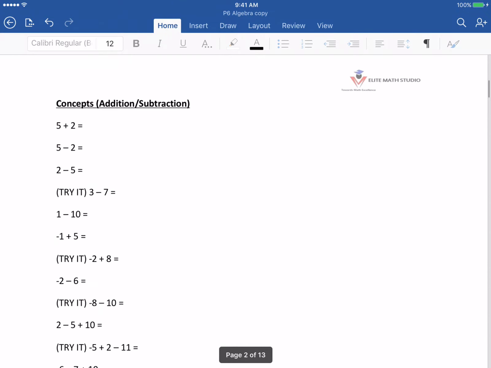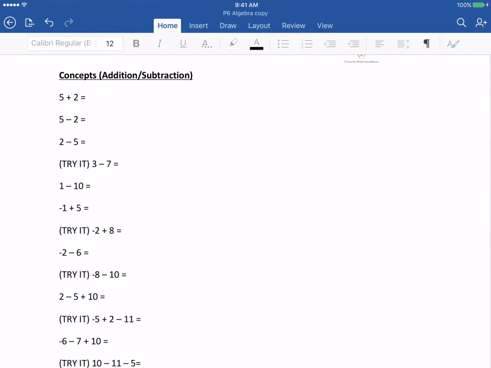Okay, so the first thing about Algebra, before we do any Algebra, we need to do some simple addition and subtraction, including negative numbers. Why is this so? Because we need this technique to help us do simplification of equations later on.